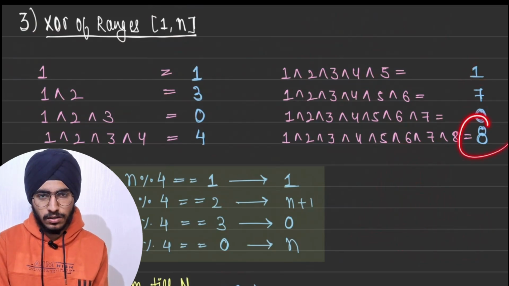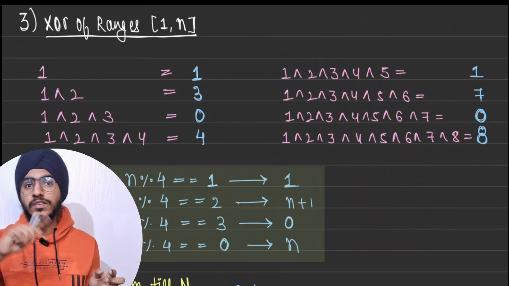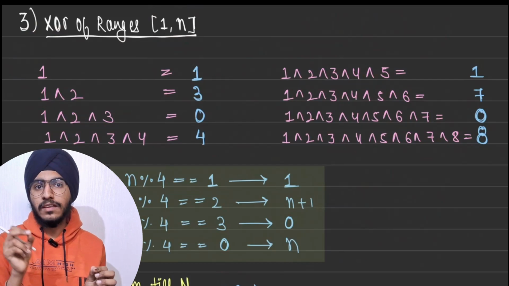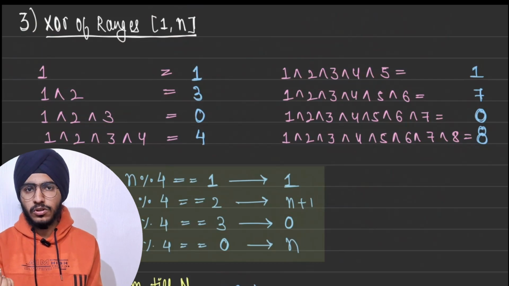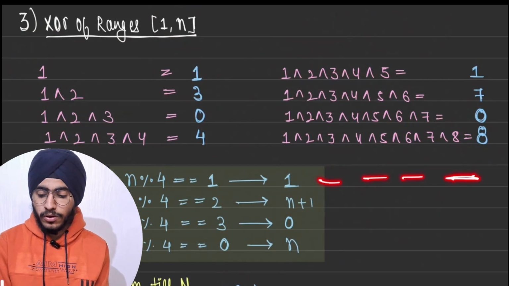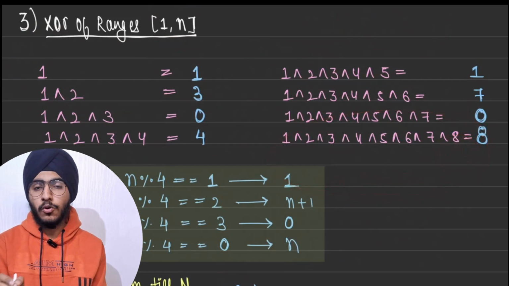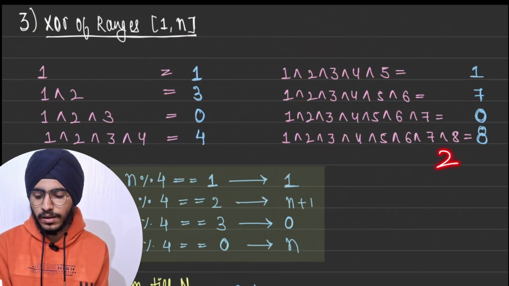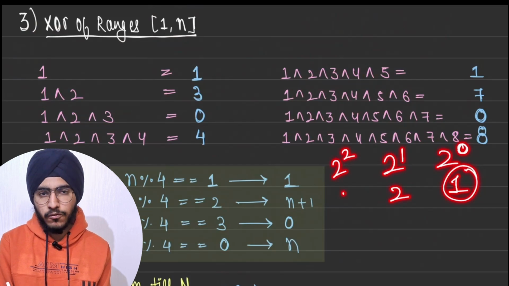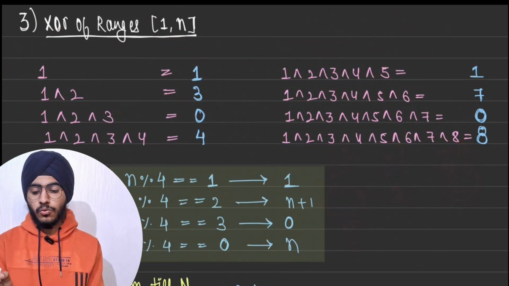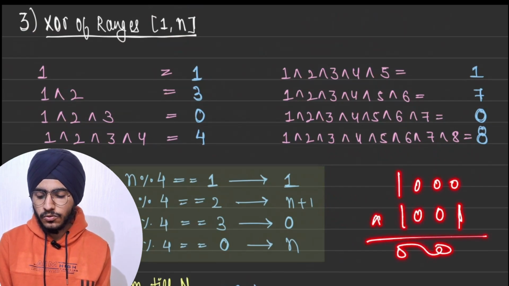So let me tell you, let's say 8. 8 is 1 0 0 0. The next number is 1 0 0 1. The next number is always an odd number, right? An odd number has only one thing, that the last bit is always 1. Let me tell you one more thing: if I create any binary number and add 1 at the end, then it will become odd. Otherwise it will never be odd. Why? Because in a binary number, the last bit is the only one that makes it odd. Otherwise all the bits are powers of 2 and they are even only, right? So this is 8, 1 0 0 0, and if I add 1, it will become 1 0 0 1.